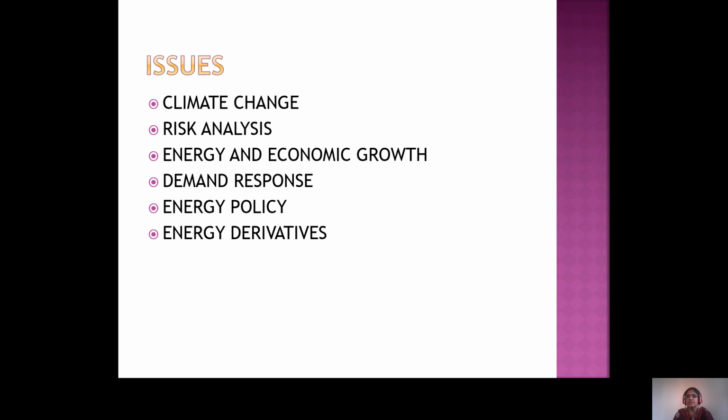So these are some of the issues of energy economics, depending upon climatic changes, demand response, energy policies, energy derivatives, energy elasticities, energy and economic growth, and environmental policies. So energy economics is a subject which includes topics related to supply and use of energy in society.